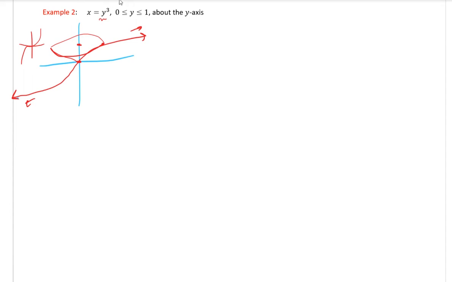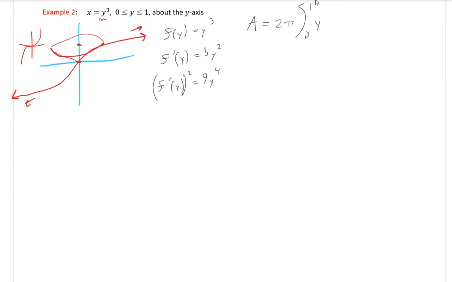Now, again, we need the original function, so we have f of y is y cubed. But we're also going to need the derivative of that, and then we're going to need to square that derivative. So f prime of y is 3y squared. And then if I square that, I get 9y to the 4th. So then that'll give me the surface area as 2 pi from 0 to 1, are our bounds, of the function y cubed times the square root of 1 plus the derivative of the function squared, 9y to the 4th, dy.